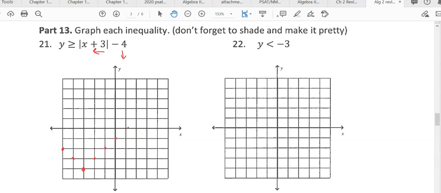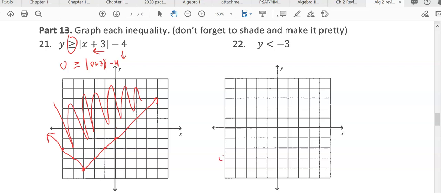It's going to be a solid line because of this sign. So it's solid, so I know this is a solid line. And I think the shade is going to be greater than, so I think it's going to be above. So I think I'm shading above this, kind of inside the V there. If you plug in a point like 0, 0, let's just plug that in. 0 is greater than or equal to absolute value of 0 plus 3 minus 4. So 3 minus 4 is -1. Is 0 bigger than -1? It is. That should be in the shaded area. It is. So I think I shaded correctly there.